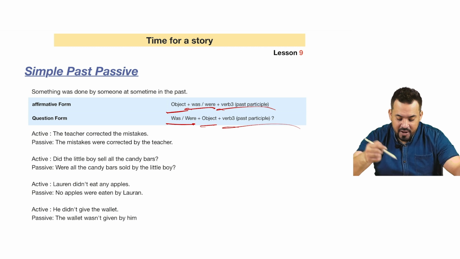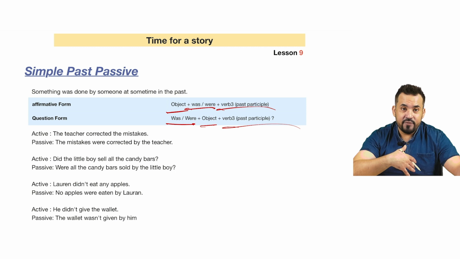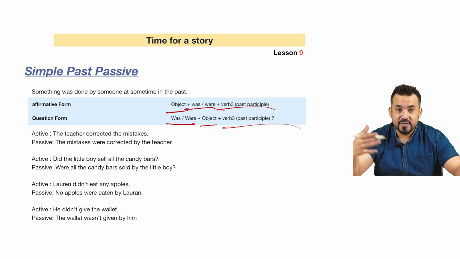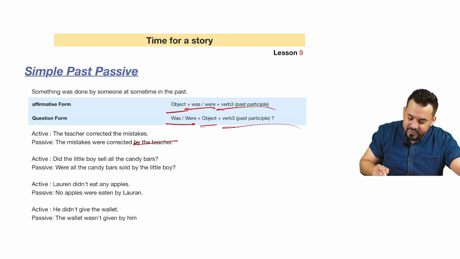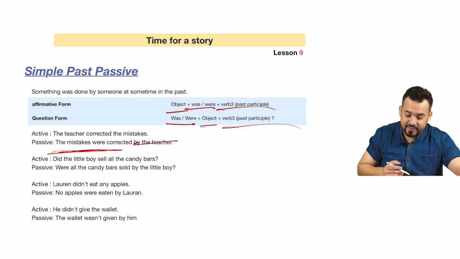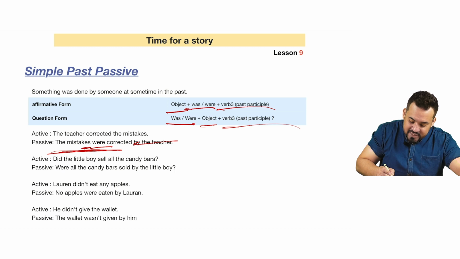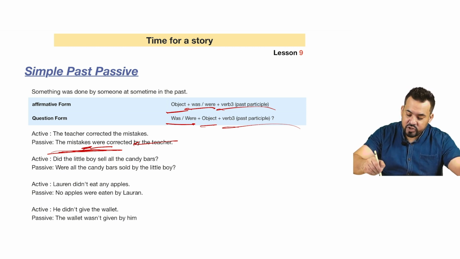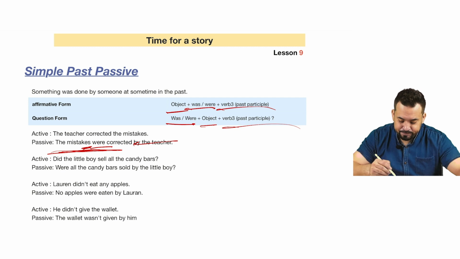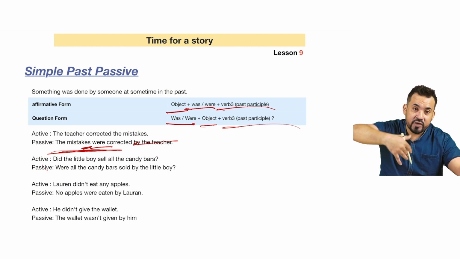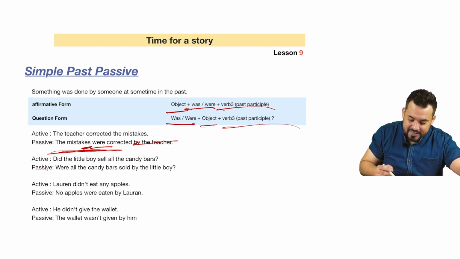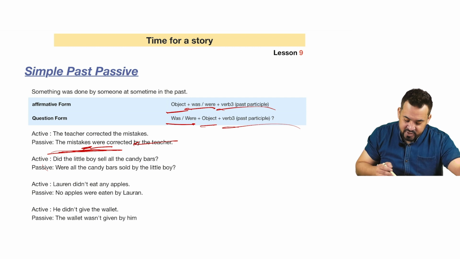First sentence is in the positive. The teacher corrected the mistakes. The active voice, and then the passive voice will become, the mistakes were corrected by the teacher. So here, again, we don't care who did the action because the emphasis is on the results, that the mistakes were corrected. Why did we use were? Because mistakes is plural. That's why I said the auxiliary was or were is determined by the object of the active voice, which became the subject of the passive voice, which is the mistakes. The mistakes were corrected by the teacher.